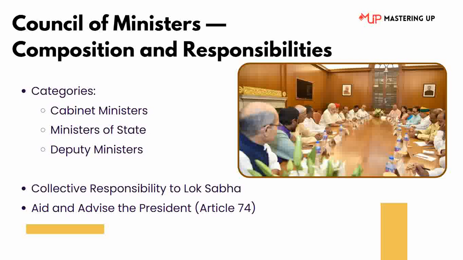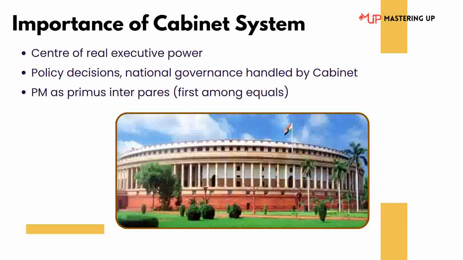Within the Council, the Cabinet plays the most powerful role. Let's understand why the Cabinet is often called the real executive authority. The Cabinet is the real center of decision making in India. The Prime Minister is first among equals in the Cabinet. Major policy decisions, economic planning, and national security matters are all driven by the Cabinet. This system ensures collective leadership rather than single person rule.